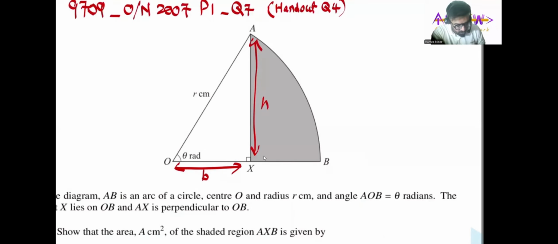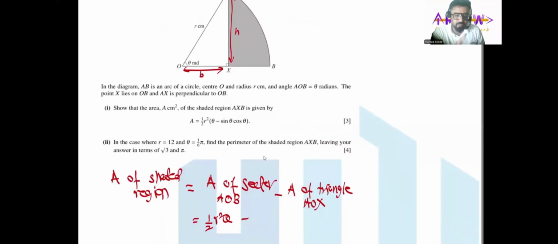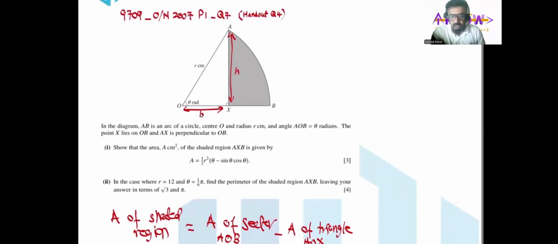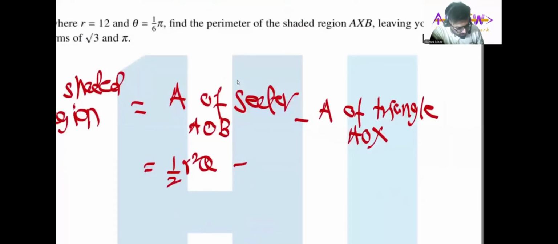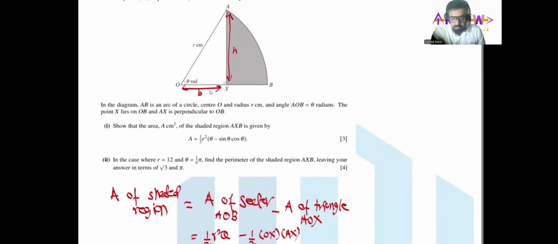So the area of the triangle AOX is half multiplied by OX multiplied by AX, meaning half into base into height. This would be the formula for the area of triangle AOX. Makes sense. So first of all, we are going to find the length OX and the length AX in terms of r and theta.